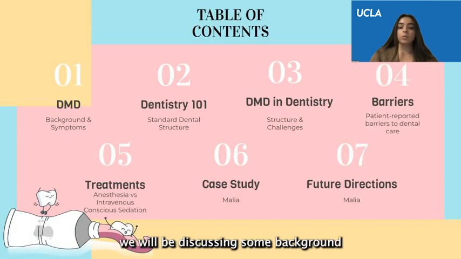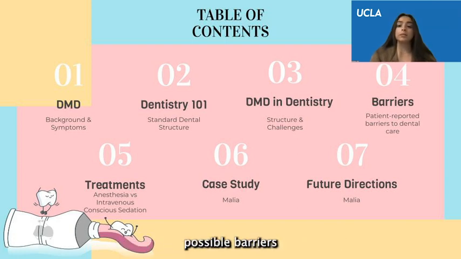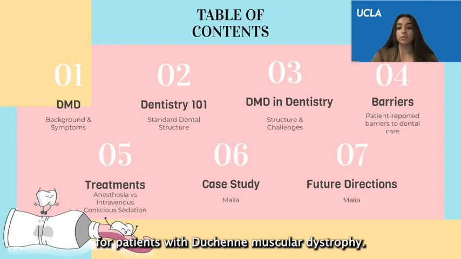Throughout our presentation, we will be discussing some background on Duchenne muscular dystrophy, some background on dentistry, as well as how dental care is affected when caring for a patient with Duchenne. We will also be discussing possible barriers and treatments for patients. And finally, we'll be going over a case study and future directions to improve the quality of dental care for patients with Duchenne muscular dystrophy.